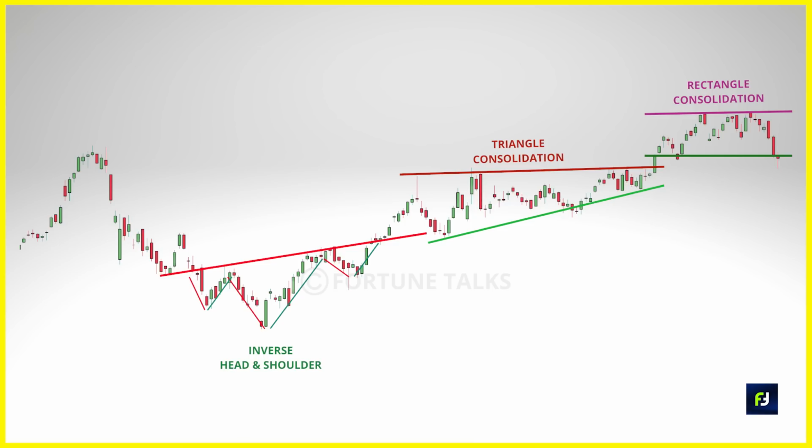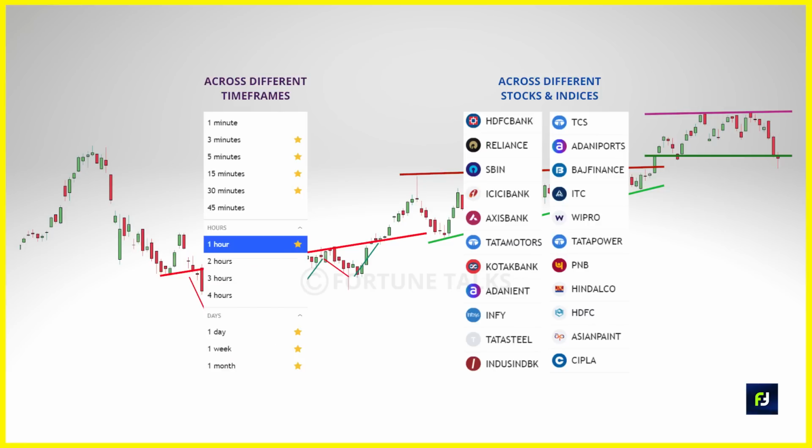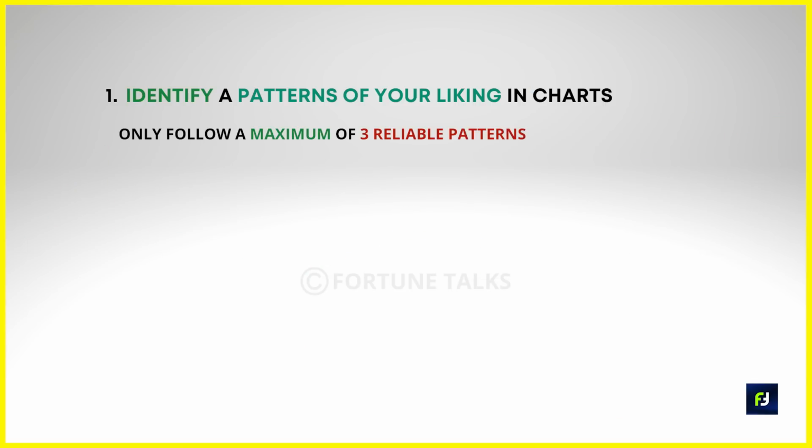But one of the hardest things about chart patterns is spotting them on charts across different stocks and indices. Think about it. Chart patterns show up in different time frames, from intraday time frames to daily or weekly or even monthly time frames, and that too across different stocks and indices. So as a trader, you have two jobs. First, you have to identify suitable patterns of your liking. Maybe you like trading triangle patterns, or maybe you like pennants and flags and so on. So identify the pattern of your liking.